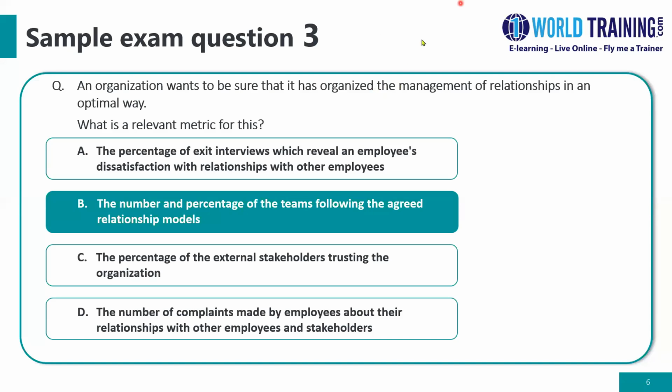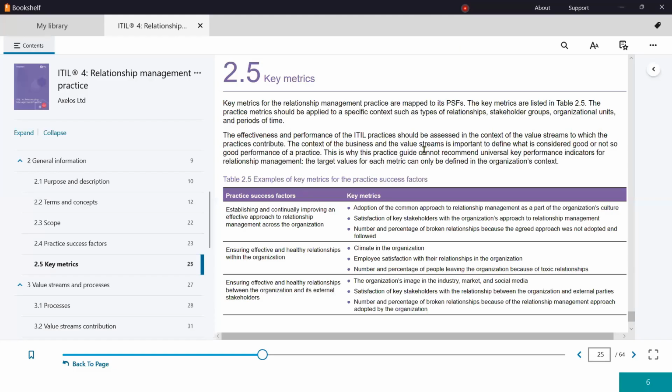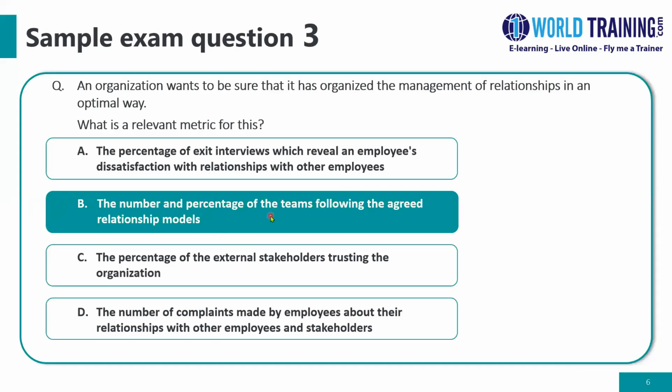In the rationale, you will see a slightly different explanation. The rationale will actually connect the answer choice with the second one, satisfaction of key stakeholders with the organization's approach. However, we had the option B there was about the adoption of the approach. Therefore, there's a slight difference in the answer and explanation because it's about the adoption of the approach, which has the models as well.